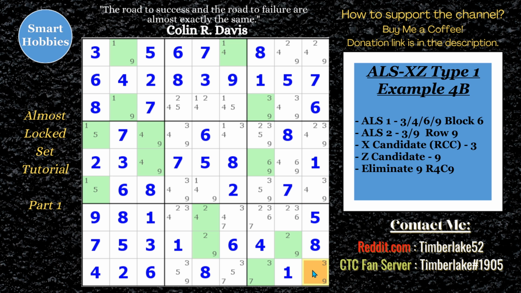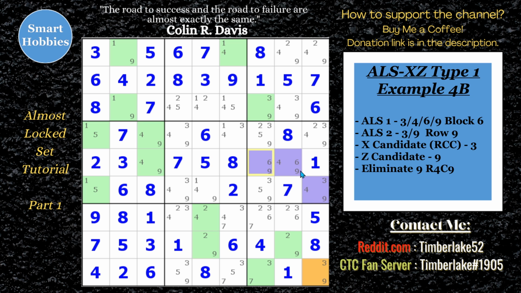It's a bivalue cell, so that means that's an almost locked set. This is an almost locked set. Well, let's evaluate this, right? Okay. So, the 3s are a restricted common candidate. They only see each other, right? So that's our X candidate. And then, is there another common candidate between these two where they all see some other candidate where we can make an elimination?